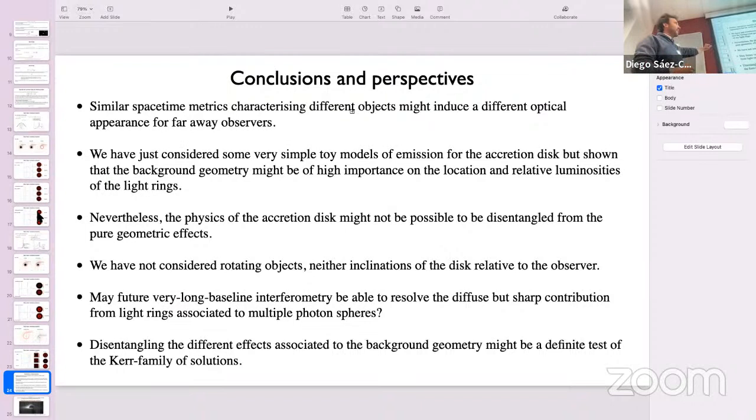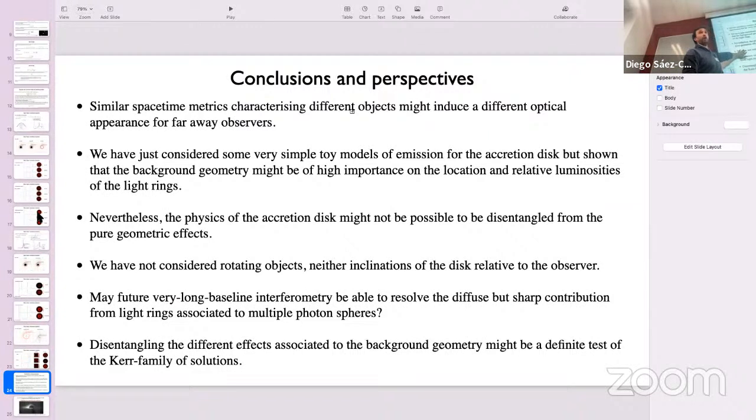Here it's true that we have just considered very, very simplified profiles of emission of the accretion disks. Obviously, it's gonna be a challenge to disentangle the physics of the accretion disk from the pure geometrical effects. And this field is, I think, gonna be very, very active in the next few years and a real challenge to disentangle all these effects.